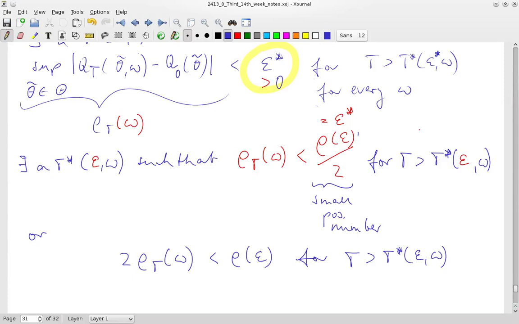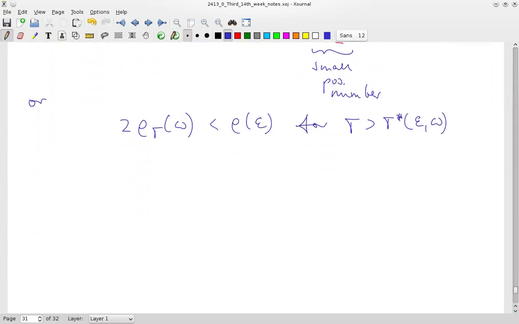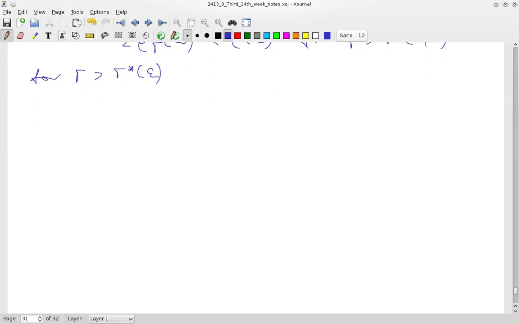Now comes the essential of the proof. Consider that we actually are in a situation that t is bigger than t star of epsilon. I suppress the dependence on omega here. We have a specific sample at hand. We found this t star cutoff point, and now we have a sample size which is bigger than t star.